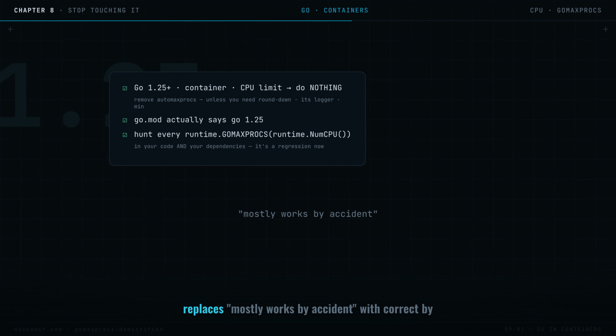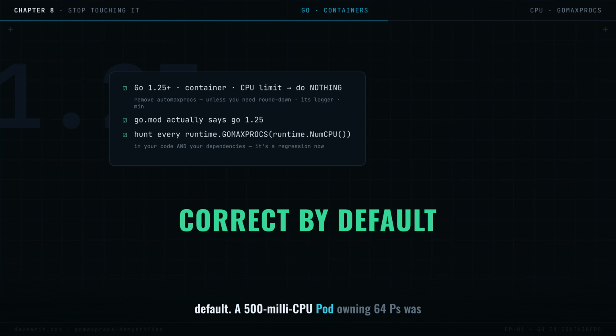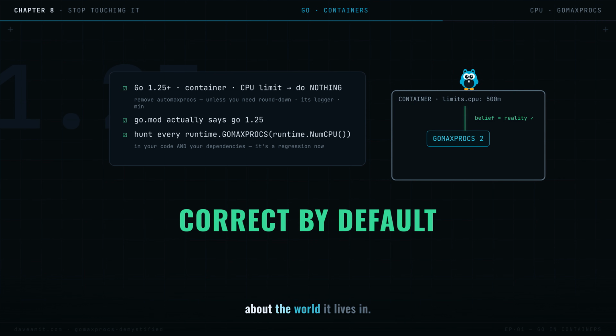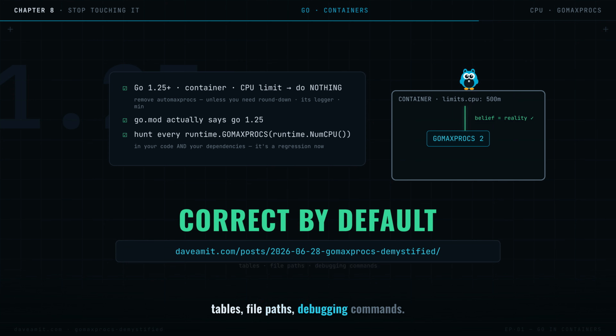Go 1.25 replaces "mostly works by accident" with "correct by default." A 500 milli-CPU pod owning 64 Ps was never healthy, and the runtime is finally honest about the world it lives in. The full write-up is linked below: tables, file paths, debugging commands.